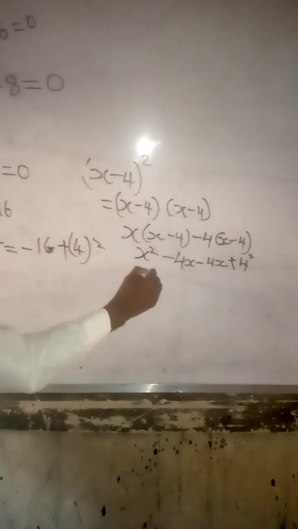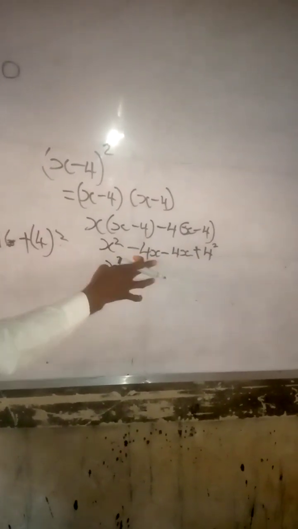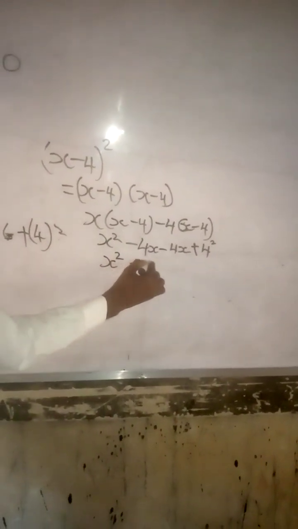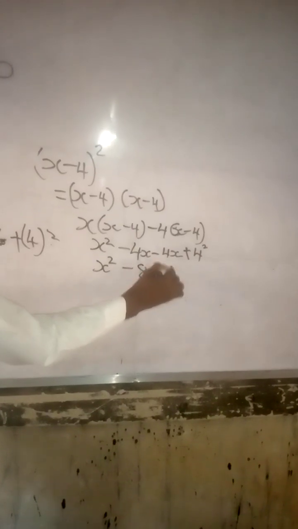So we have x squared minus 4x minus 4x, which gives you minus 8x. So you see that this one is equal to this. This is squared. Yes, squared.